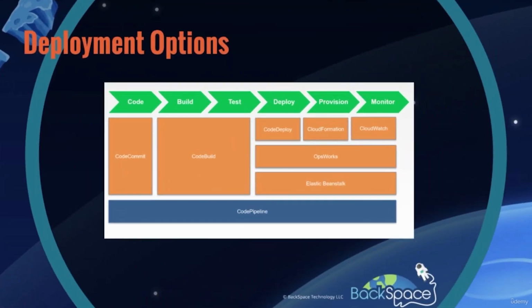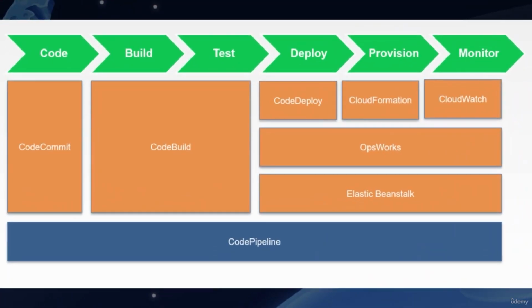There are many deployment options available on AWS. You can use those individually, or you can manage them and automate them across the entire lifecycle. On the left there, we can manage our code with CodeCommit, which is a repository for our code that runs Git. And so it's very similar to GitHub if you've used that before.